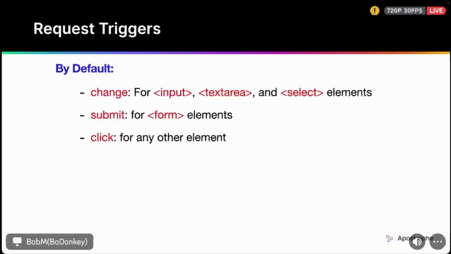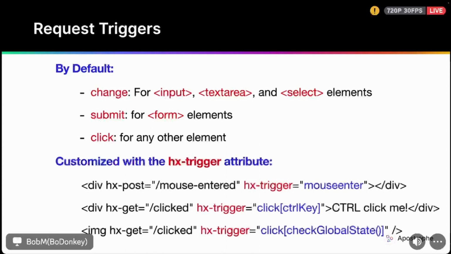But HTMX doesn't leave you stranded with just these limited number of triggers. There's also the hx-trigger attribute that can be added onto your element. When you add that on, you can then pass in various different browser events in order to trigger. So in this first example, we're going to fire off a POST request to the API endpoint mouse entered when the mouse actually enters that div area. This is just a standard browser event. This trigger is pretty powerful.